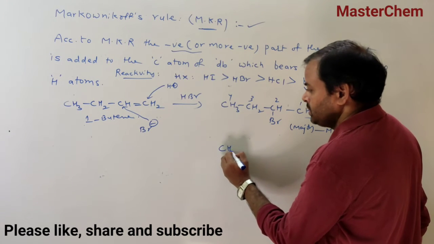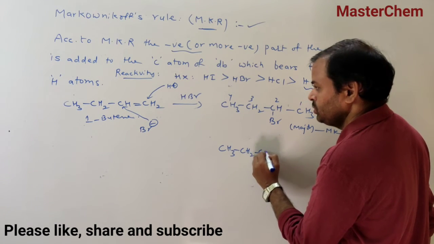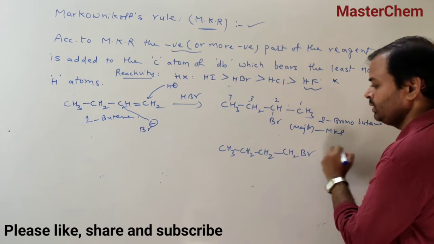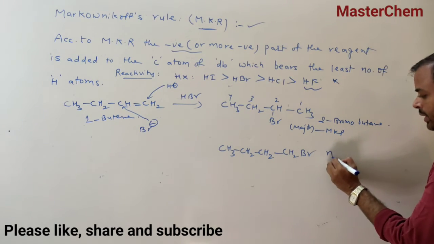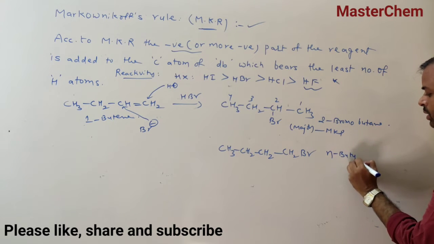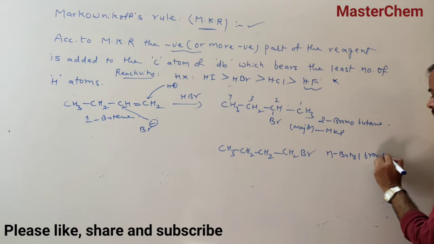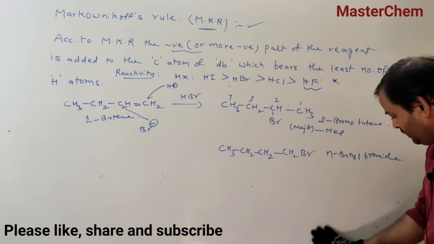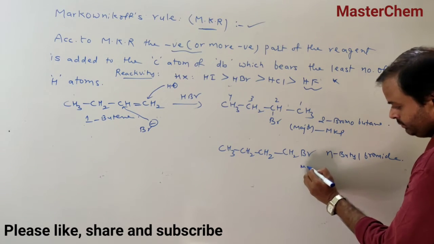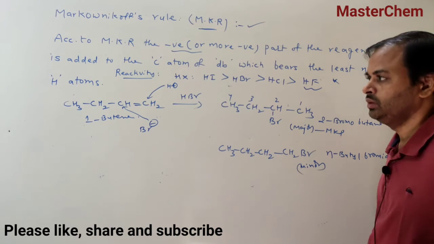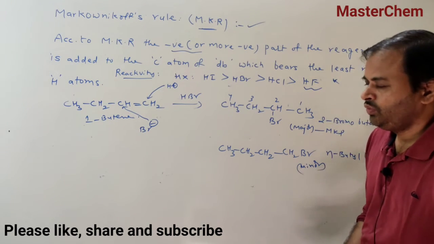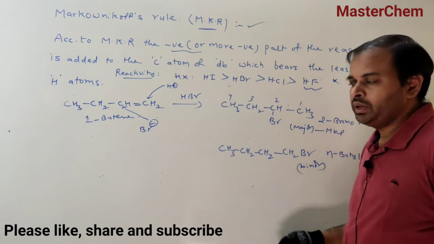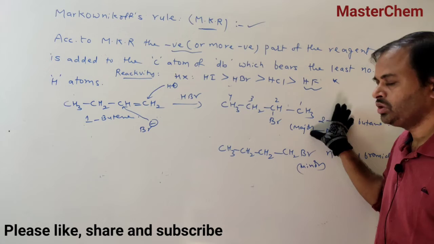Now what is the minor product? CH3, CH2, CH2, CH2Br, n-butyl bromide or 1-bromobutane. So this is the minor one. By applying Markovnikov's rule to any unsymmetrical alkene, you can write the major product.